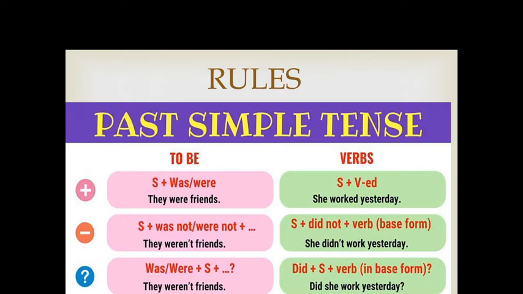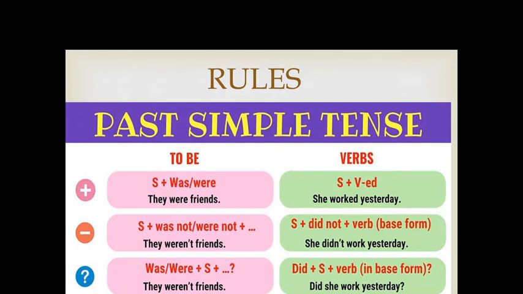That means first we write down was or were, then subject. For example, were they friends? Now come to the main verbs in past. Start with subject, then main verb. That means regular or irregular verbs. For example, she worked yesterday.